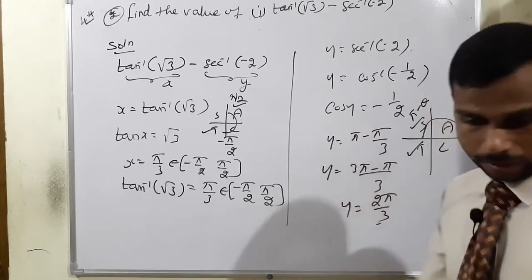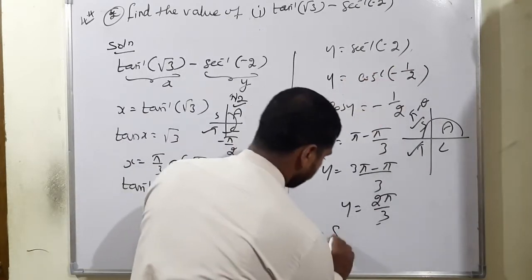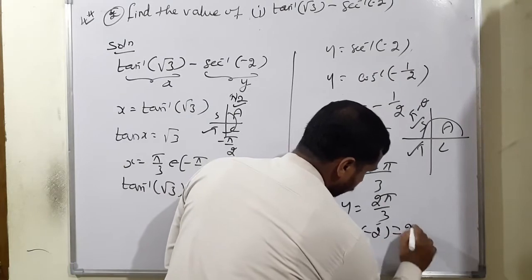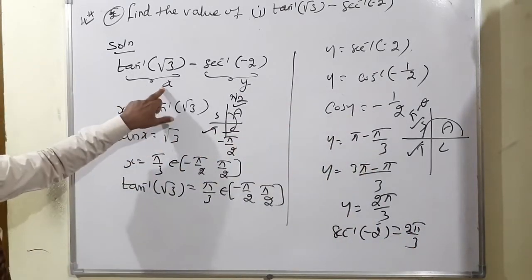Y is equal to secant inverse of minus 2, which is 2 pi by 3, isn't it? So secant inverse of minus 2 is called 2 pi by 3. Now we need the x value minus the y value.